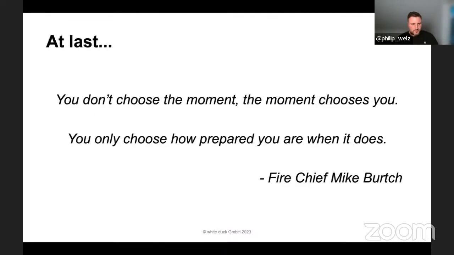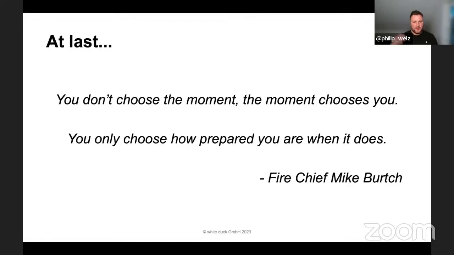Now, at last, there's a good quote, I think introduced by fire chief Mike Birch. In chaos engineering, as we all work in IT, we don't choose the moment when there's an outage. The moment always chooses us. The good thing about this phrase is that you only choose how prepared you are when it does.